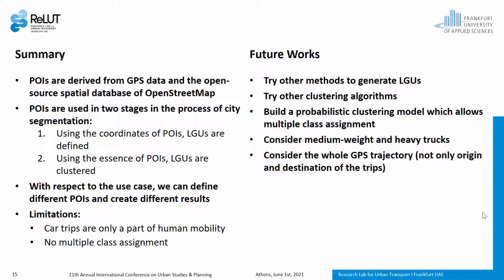For example, if a POI is a school, its label is education. If it's a trip origin point, its label is its timestamp. With respect to our use case and context, we can use different POIs with the same approach and get the preferred results for our application. There are still some limitations in our work. For example, consumer car trips are only part of human mobility, and in these models, multiple class assignment is not possible. There is still a large room for improvement.